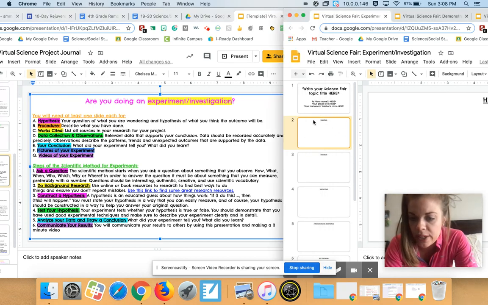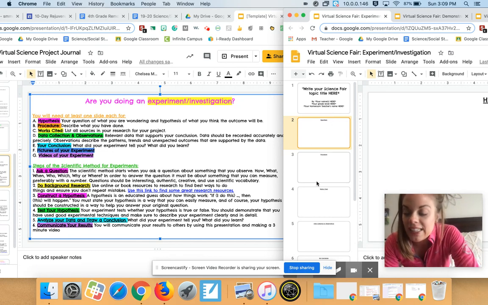Now, if you don't want to start with this slide for some reason, maybe you want to start with a different slide, that's totally fine. I'm just going to be giving you videos on directions for the first slides. I'm going to do them in order for you, but you don't have to do your slides in order if you don't want to. I'm just going to give you those directions in this order. I would recommend, though, if you are doing an experiment, I think a hypothesis is the perfect way to start your project. This should probably be one of the first slides you do for sure.